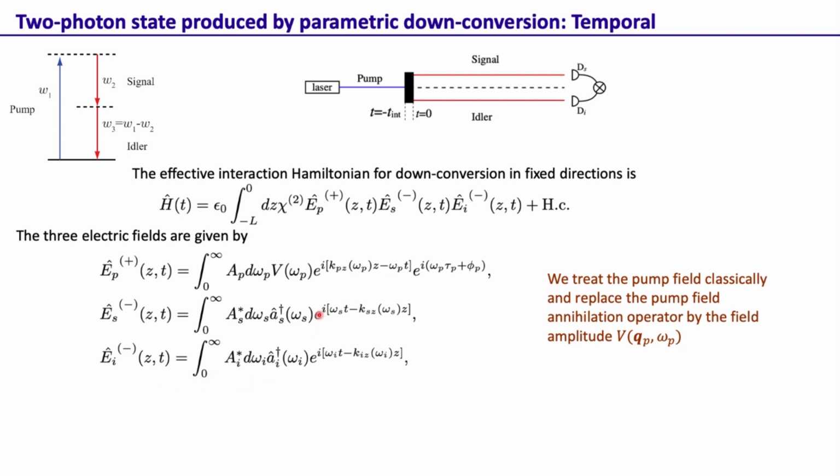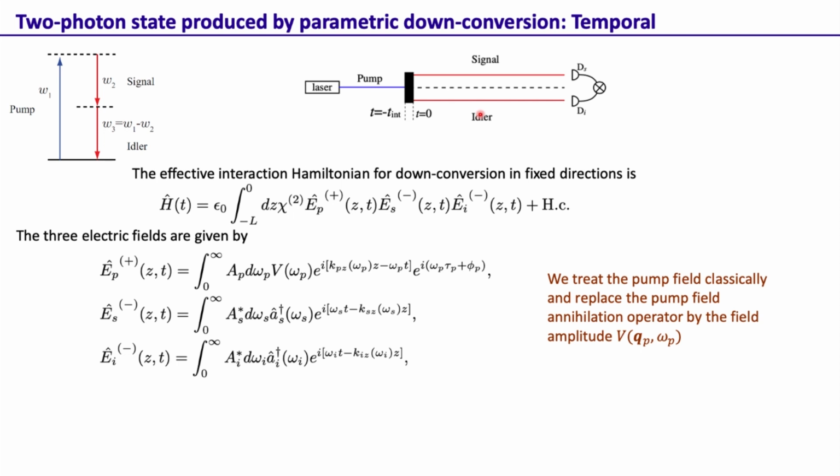Now, in addition, let's point out that here we will be treating the pump field classically, and that's why we are not writing it as an annihilation operator. It's just the field amplitude that we have here, and this is because the pump that we use here is usually a laser of tens of milliwatts, 100 milliwatts or so, and 100 milliwatts means a lot of photons. So we don't need to treat the pump quantum mechanically. Although one can treat it quantum mechanically, we can as well treat it classically, and that will make the math much simpler.